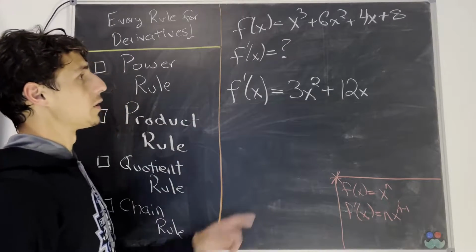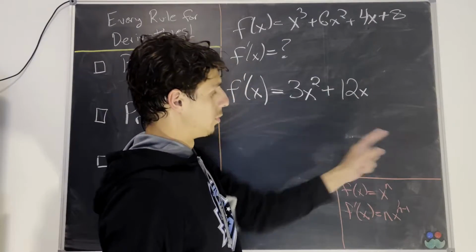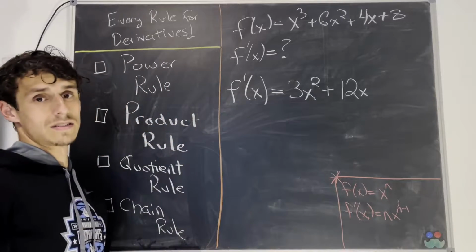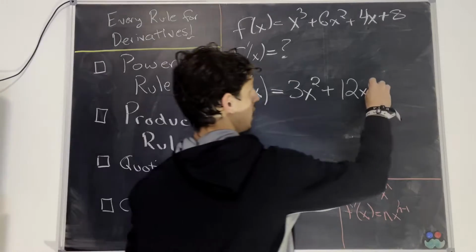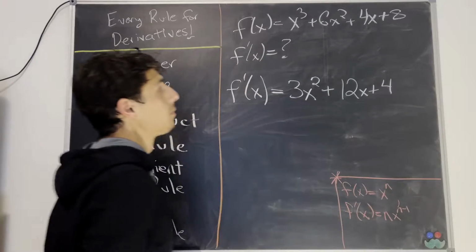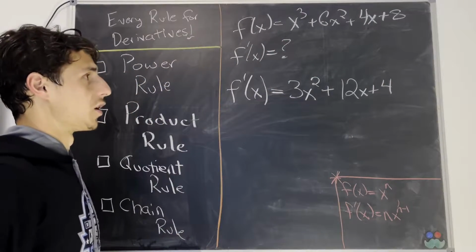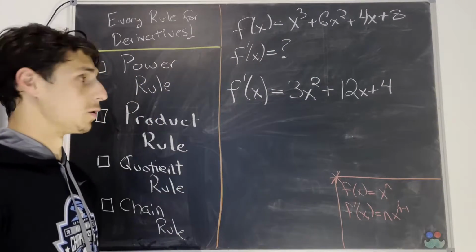And then the same thing here, this is x to the 1, so we bring down a 1, so we get 1 times x to the 1 minus 1, but that's just 1, so we have plus 4 here. And then 8 goes to 0 because the derivative of all constants goes to 0.